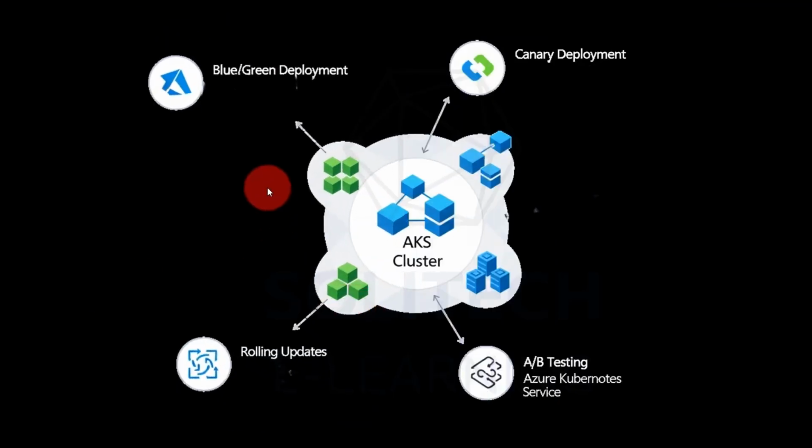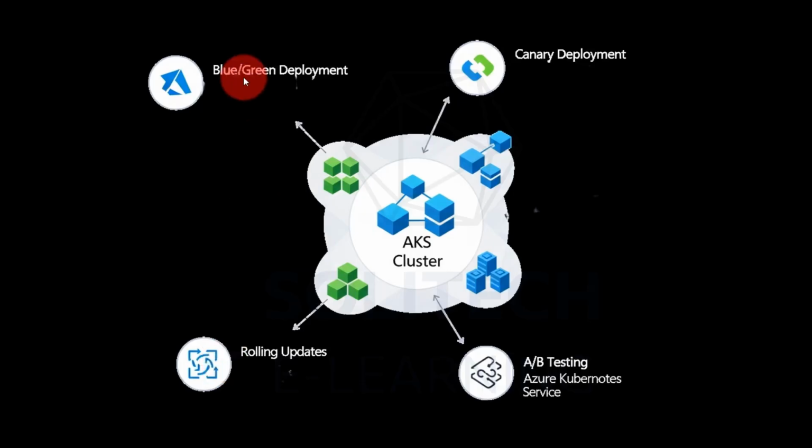AKS deployment strategies. When deploying applications to Azure Kubernetes Service, AKS, there are several strategies you can use to manage updates and rollouts. Here are the most common deployment strategies. 1. Rolling update, default in Kubernetes. Gradually replaces old pods with new ones. No downtime during deployment. Kubernetes default strategy. Controlled by max surge and max unavailable parameters.